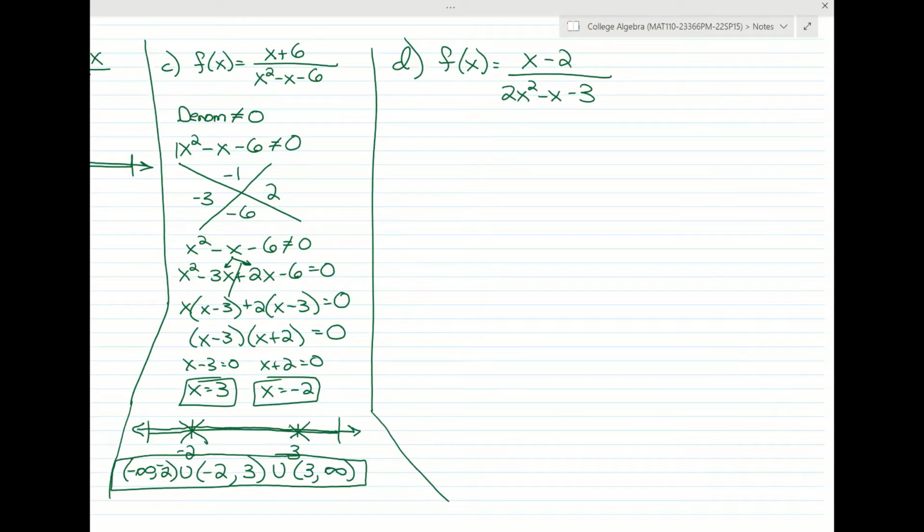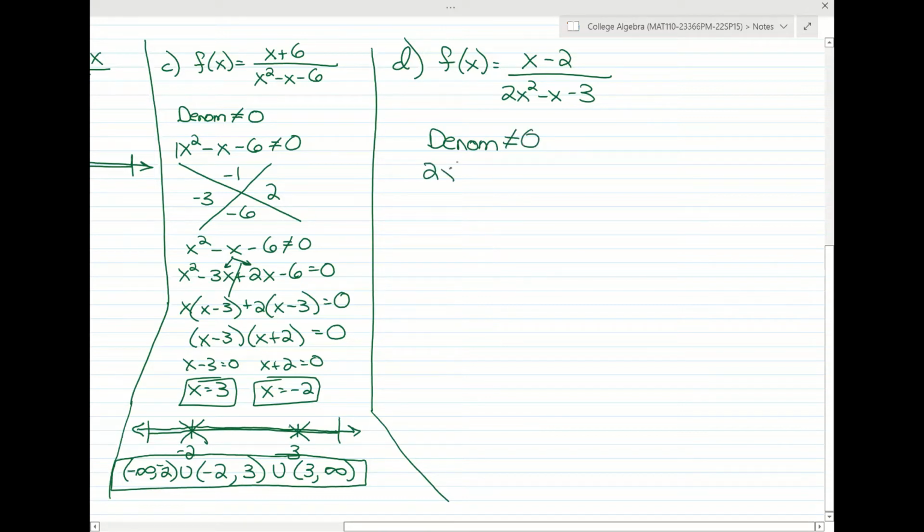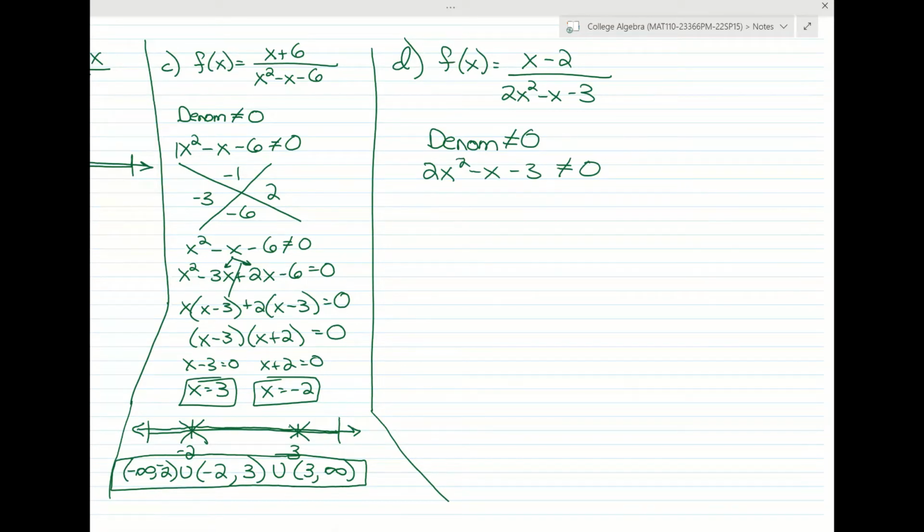Remember, when we're finding the domain, we just can't let the denominator be 0. So if the denominator can't be 0, that means that 2x squared minus x minus 3 can't be 0. Just like we did before, we want to factor this, solve it for x, and then draw the number line to figure out where the domain is.